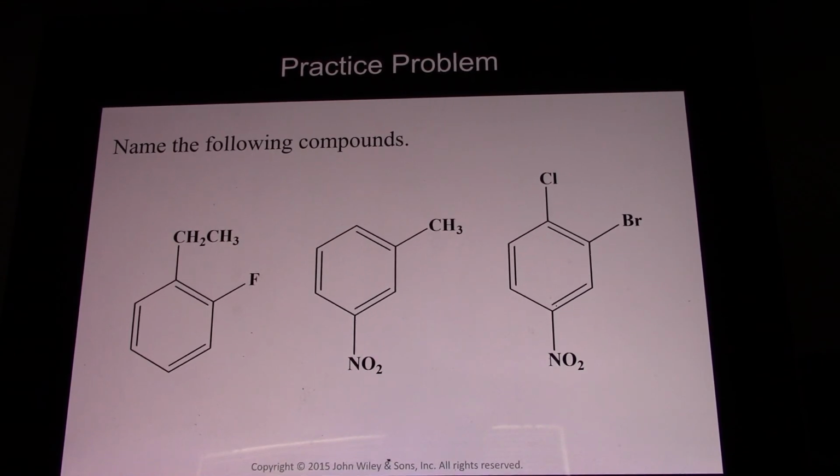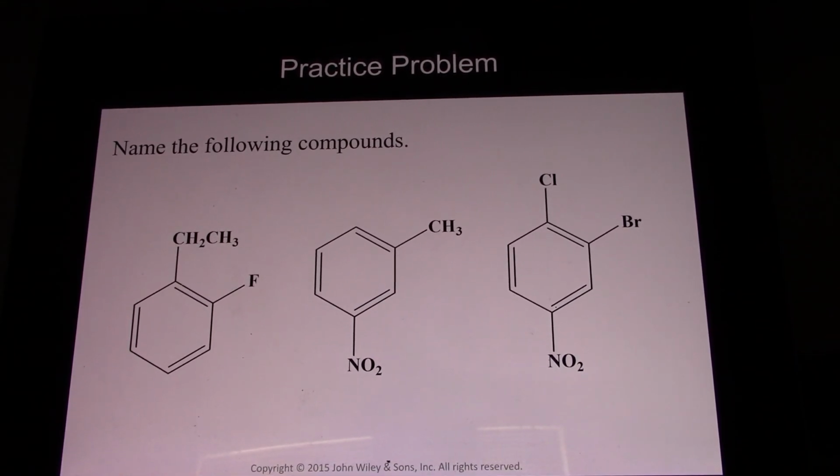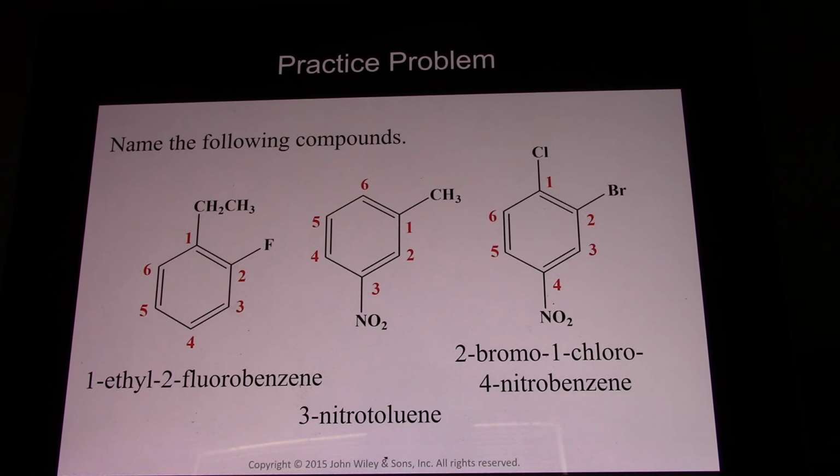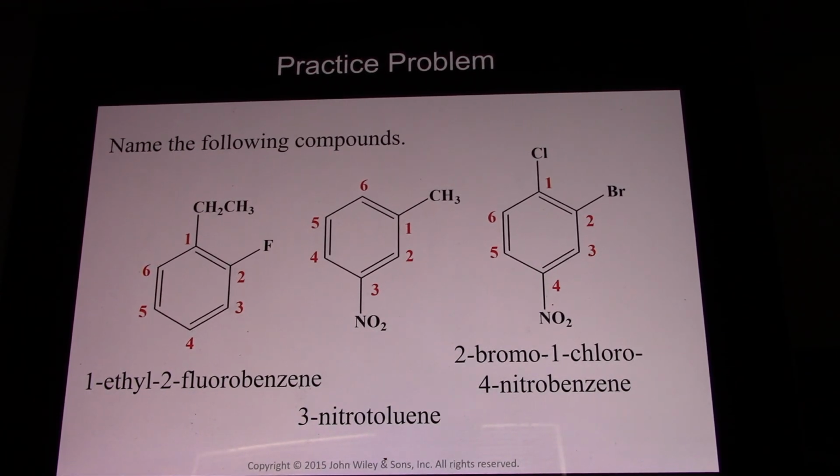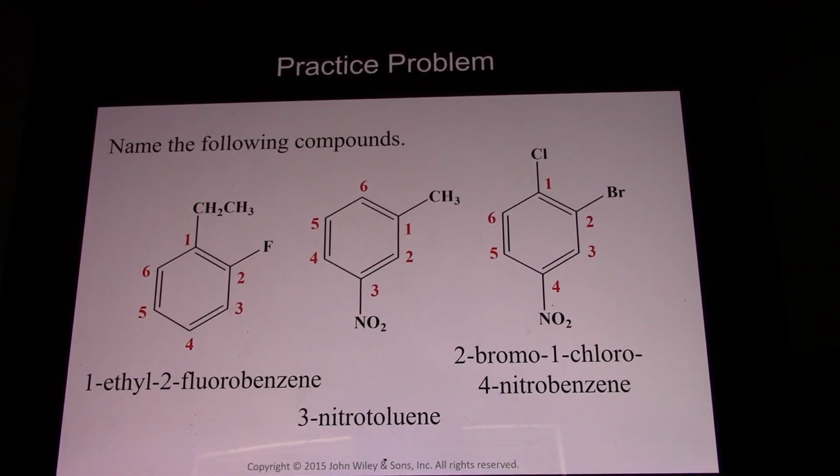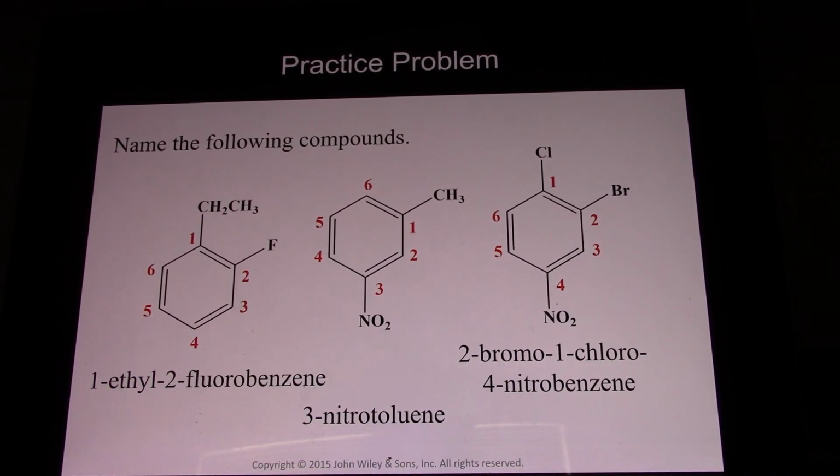So name the following compounds. The first one, we have 1-ethyl-2-fluorobenzene, or we could name that ortho-ethylfluorobenzene. They'd both be correct. 3-nitrotoluene, or we could say meta-nitrotoluene. And here we have 2-bromo-1-chloro-4-nitrobenzene.